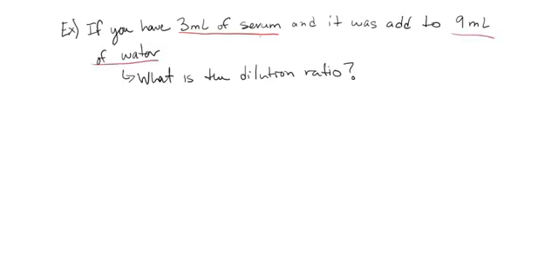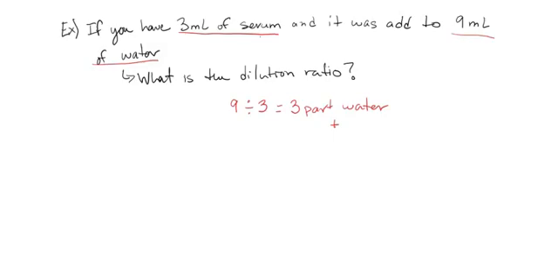So we have to figure out how many parts we have in order to figure out our dilution ratio. So we're going to figure out how many individual parts we have. So we're going to take our 9 and divide it by 3. So 9 divided by 3 is 3. So that's going to tell you we have at least 3 parts of water. That doesn't give us total parts, does it? We're going to have to add our serum part to it in order to get total parts.